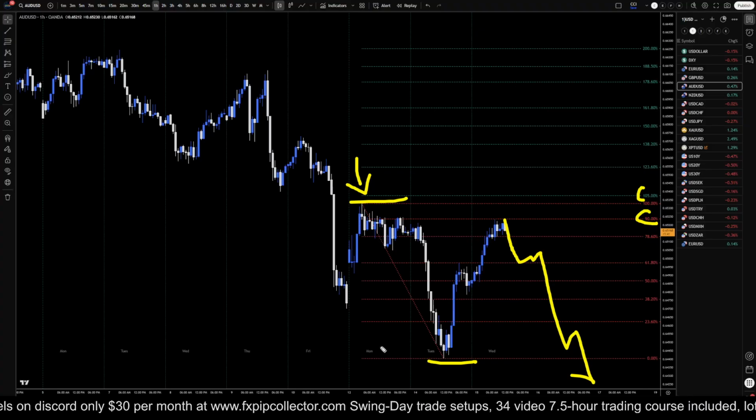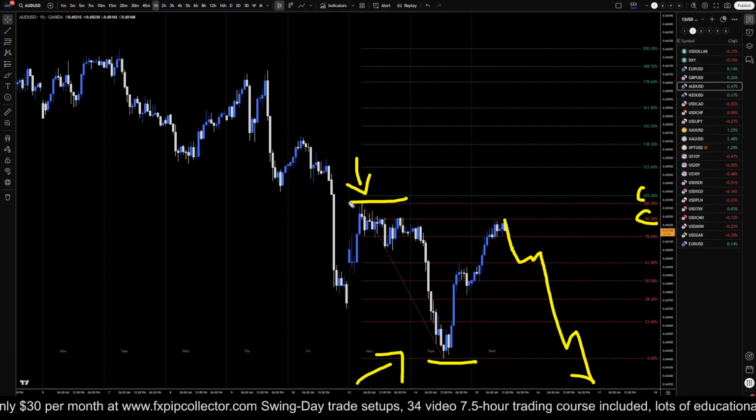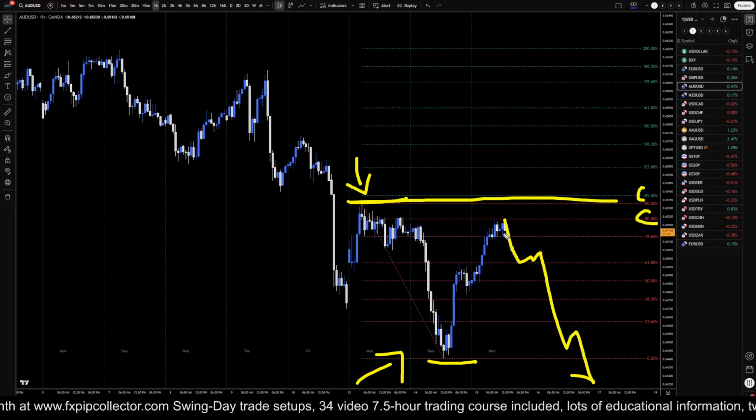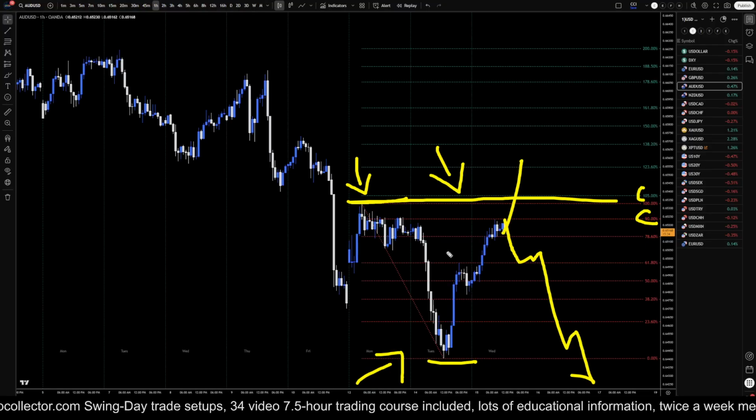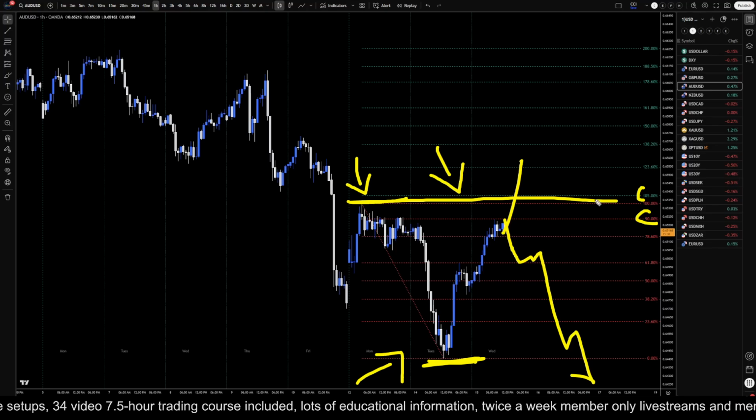If this really is the bottom right here of a wave C, then today needs to be a very bullish day. Price needs to go up. It needs to break structure, confirming that this right here really is the bottom of a wave C. If it does anything besides go up and break structure with momentum, then you're likely looking at a pullback within a downtrend.